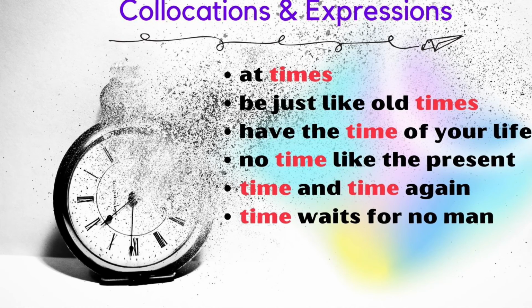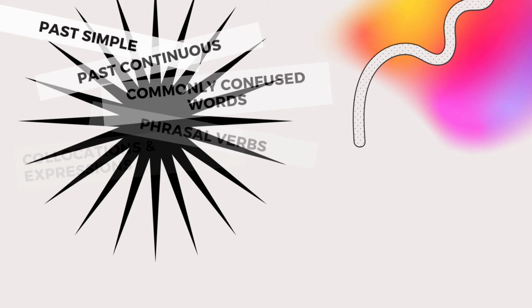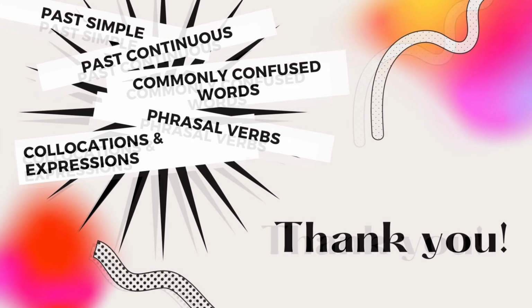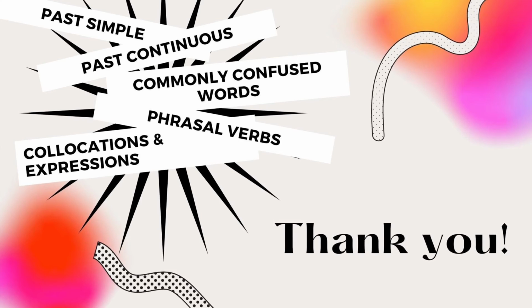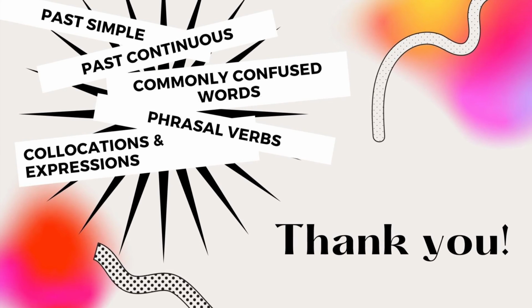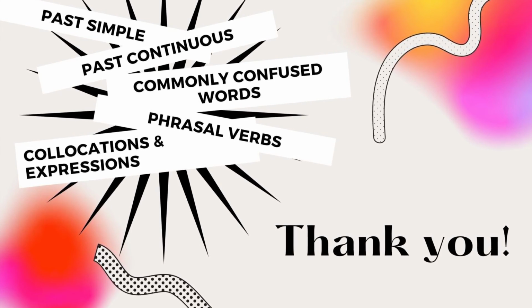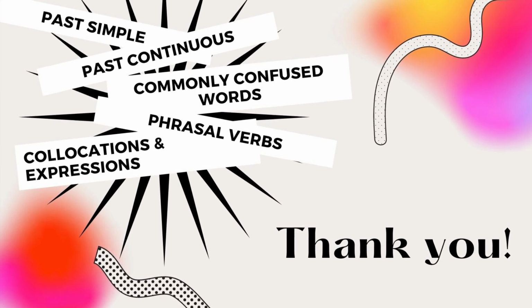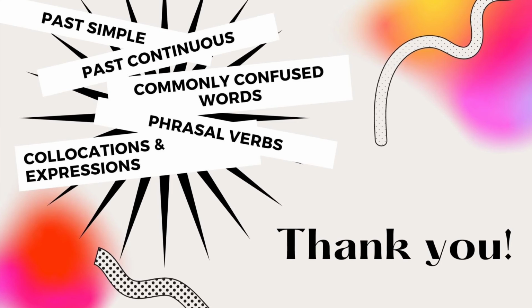So, that's all for today's lesson. We have covered past simple and past continuous for the grammar, and for the vocabulary, we have phrasal verbs, commonly confused words, and collocations and expressions.